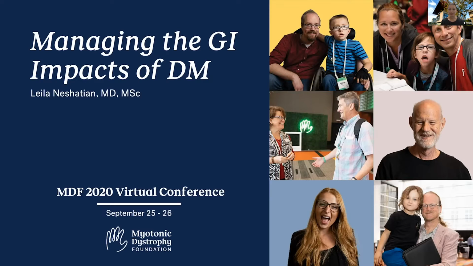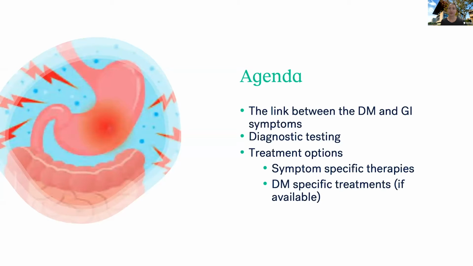Today, I will be covering some of the common GI symptoms that are reported by patients who have myotonic dystrophy. I will try to explain why these symptoms are seen, how we can make the diagnosis for each specific problem, and what are some of the medications and interventions that are available to help alleviate the symptoms.